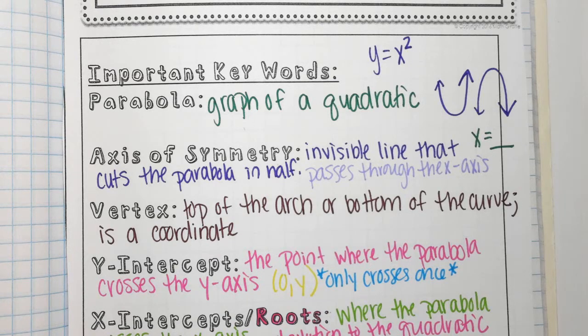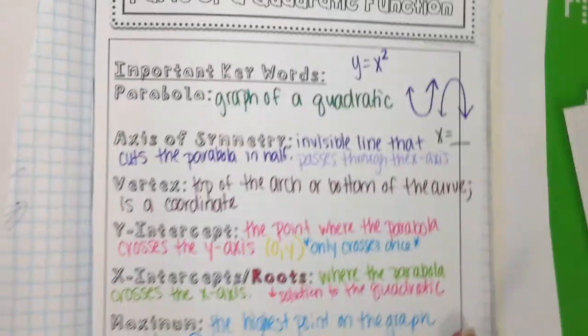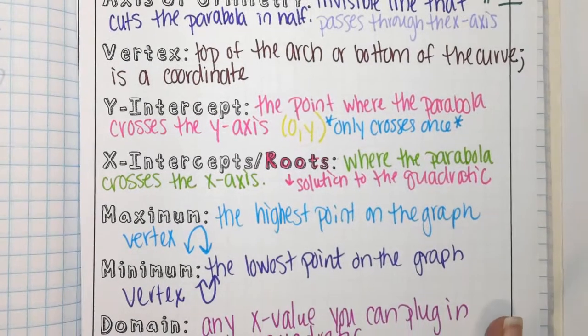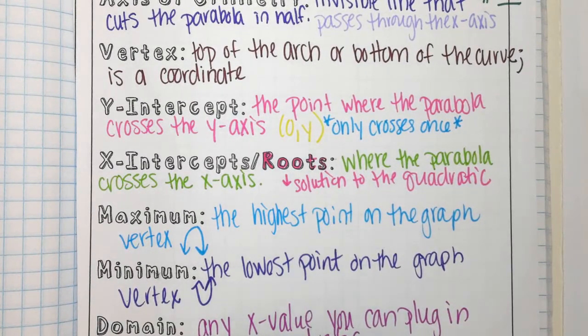All right, what's the vertex? The top of the arc or the bottom of the curve, a coordinate. It is a coordinate. Good. What's the y-intercept? Where the parabola crosses the y-axis. What's the x-intercept? Where the parabola crosses the x-axis. And what are roots called? Good. Take a point.